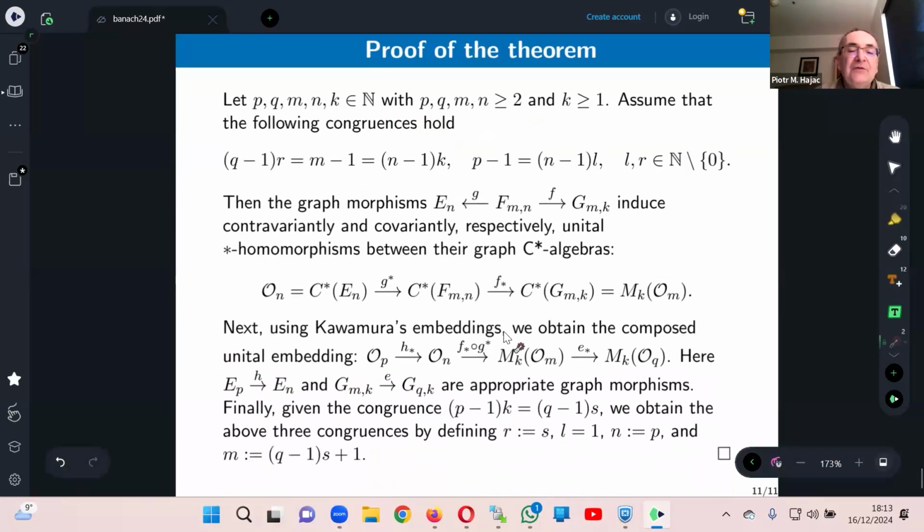And now the final thing is to verify by kindergarten number theory that if you have this general congruence, which is in our theorem, then you obtain the above 3 congruences, which we assumed to obtain these star homomorphisms, just by defining R to be S, L to be 1, N to be P. And here we have this tricky relation, M you have to set equal to this. When you do that, you see that this one congruence implies these 3 congruences. So this composed embedding exists and proves the theorem. And I find it a beautiful application of one of our key research tasks in our project.